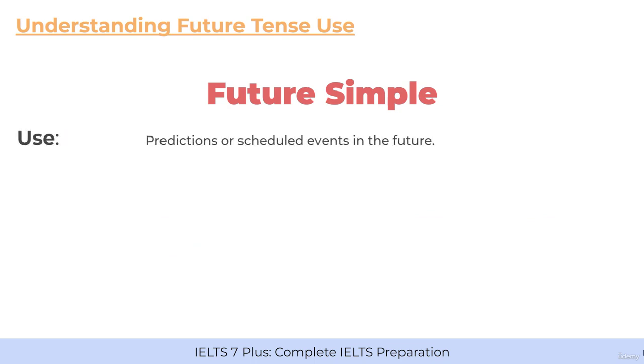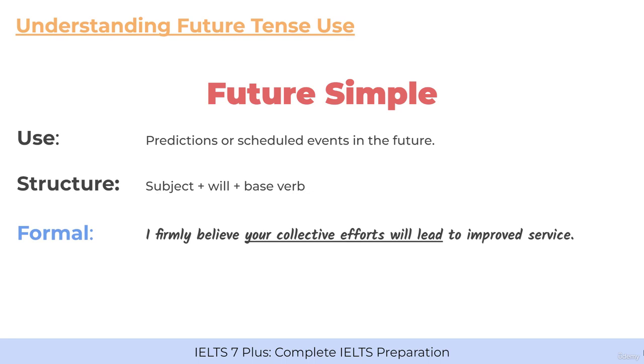So this is all about predictions or scheduled events or actions that might take place in the future. This is subject plus will plus the base form of the verb. Okay, so for formal, I firmly believe your collective efforts will lead to improved service. Your collective efforts will lead. That's the part here where we're using the future simple tense. Your collective efforts is the subject plus will plus lead, the base form of the verb.